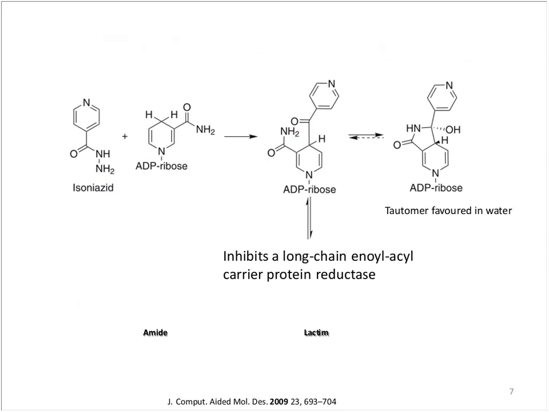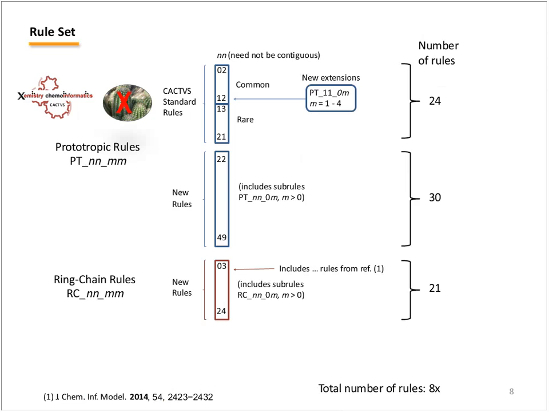There is one more drug, isoniazid. This is a well-known drug for tuberculosis, and it interacts with NADP or NAD and makes an adduct, which exists in tautomeric equilibrium with the ring form. And this ring form is more stable. However, under actual conditions, the less stable adduct binds with the enzyme, leading to inhibition of the tuberculosis target, enoyl-acyl carrier protein reductase.